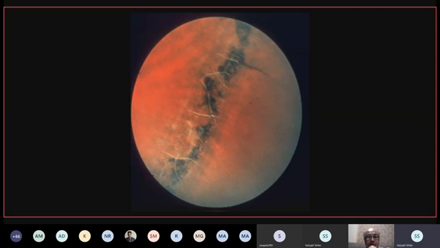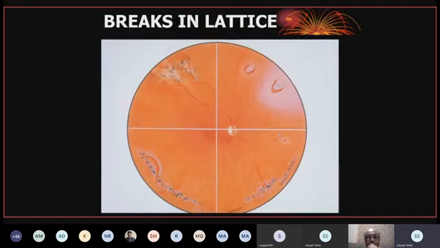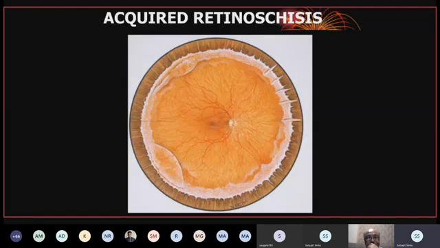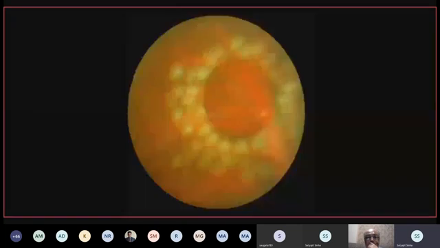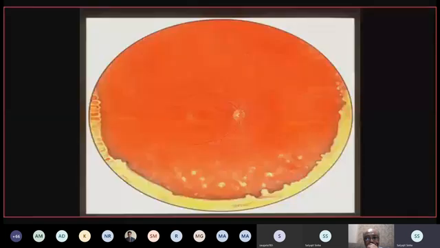This is a picture of a lattice degeneration. You see this black patch with these hatch lines. It's a peripheral retinal view, and only when you do an indirect will you see it. Breaks in the lattices, snail track degenerations, and acquired retinoschisis. This is a retinal hole with a freshly lasered mark. All fresh laser marks also have to be coded yellow as you see them. So this is again a peripheral retinal hole.